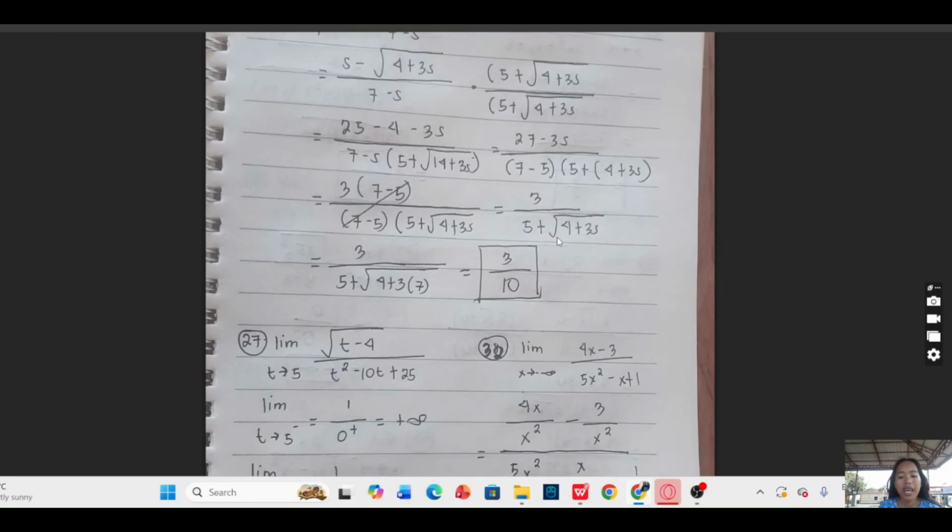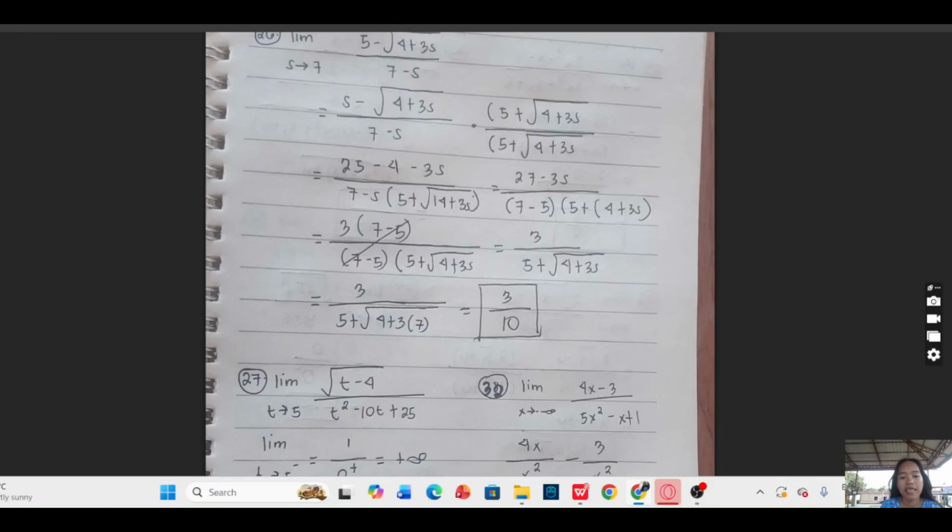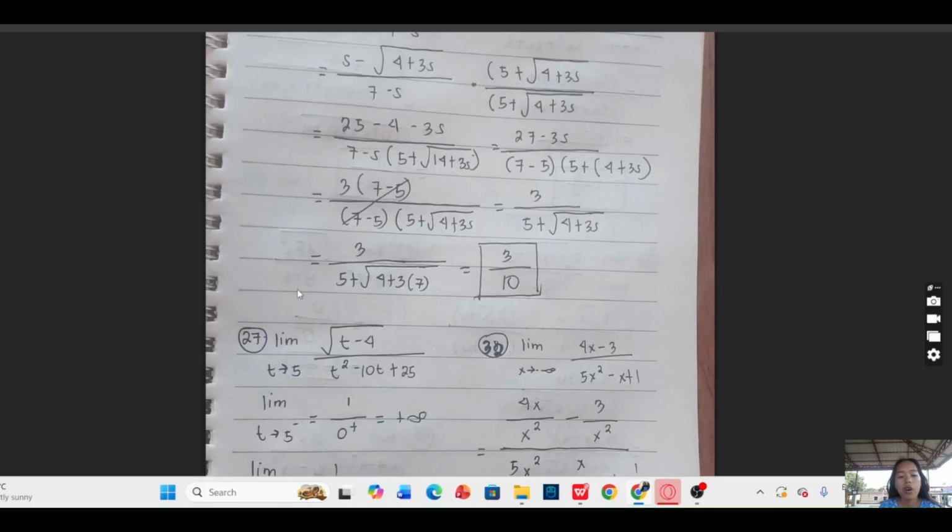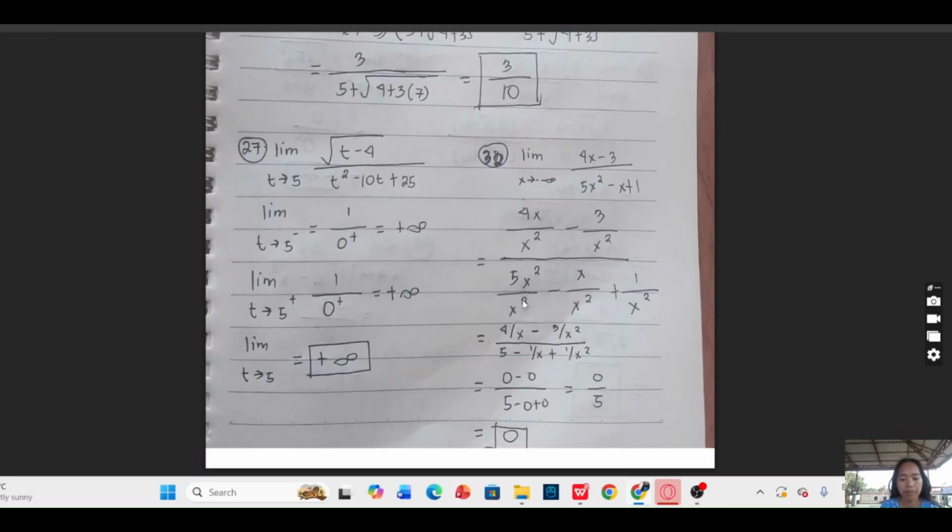And we will now substitute s with our constant 7. So that will be 3 over 5 plus square root of 4 plus 3 times 7. And our answer would be 3 over 10. And that is our final answer.